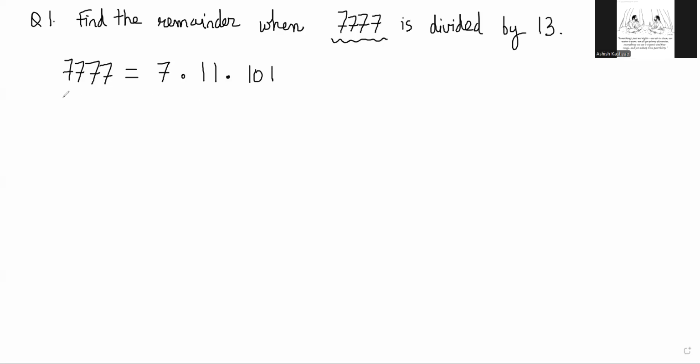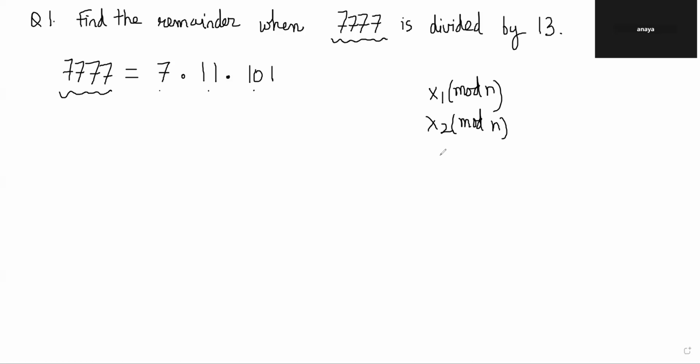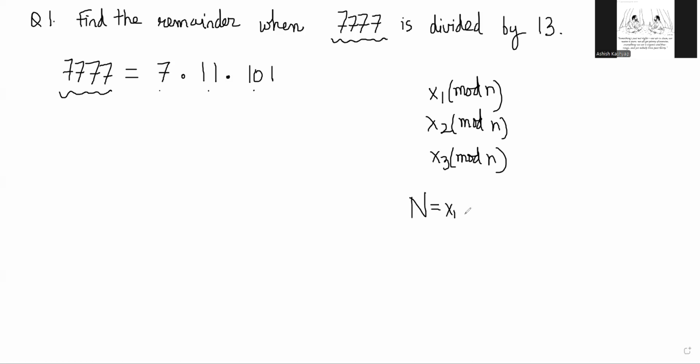Okay, so my number that I want to find mod n is actually made up of three different numbers, right? Yes. So what the rule suggests is that if I know x1 mod n, x2 mod n, and x3 mod n, then you can multiply them. I want to find out capital N equal to x1, x2, x3, what is that mod n? It is enough to find out these values, right? Yes. And then I can just multiply these.